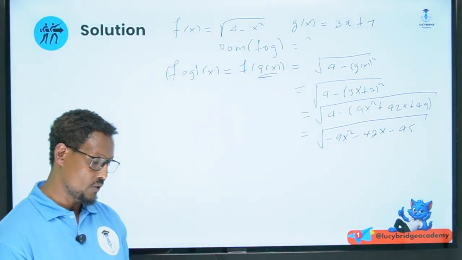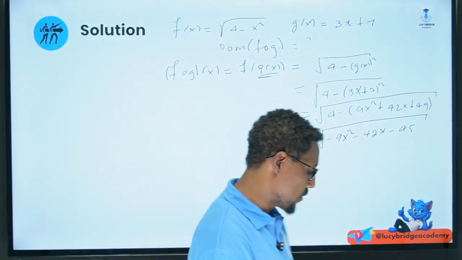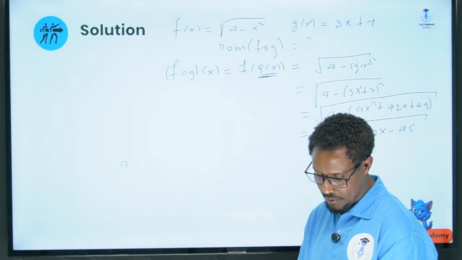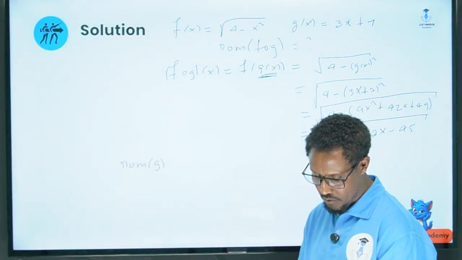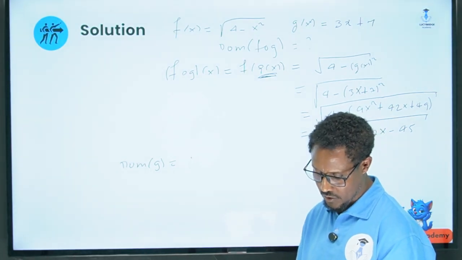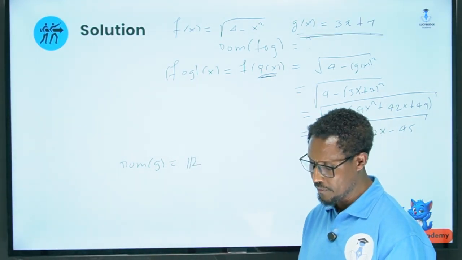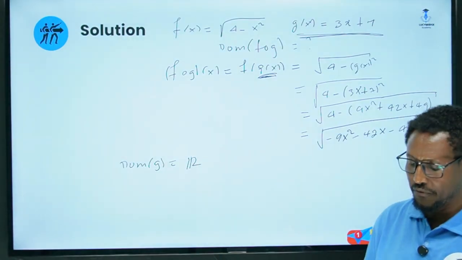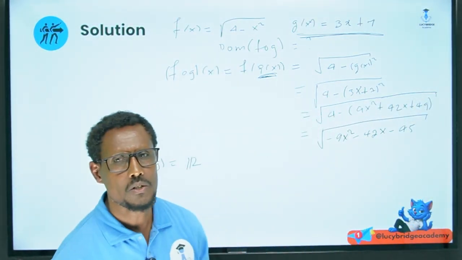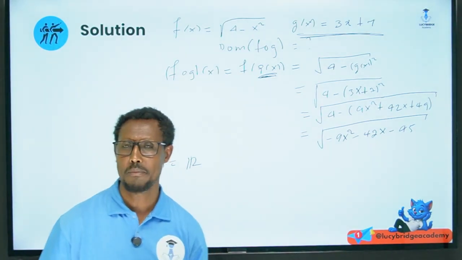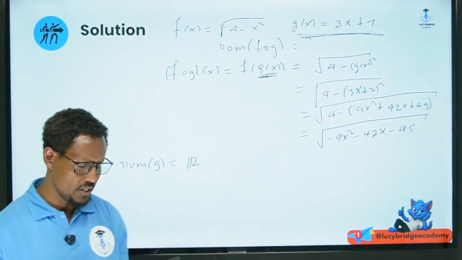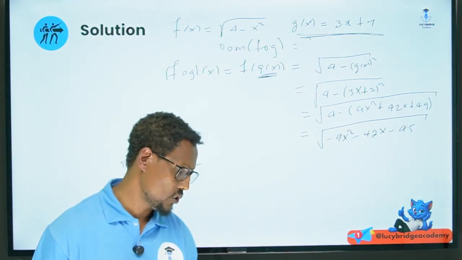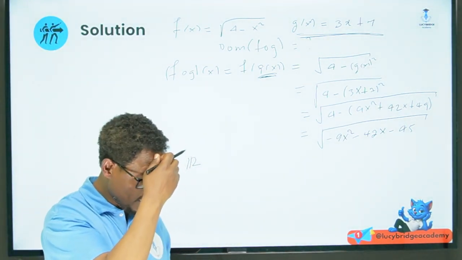Now we are going to find the domain. First I have to find the domain of what? The domain of the inner function. What is the inner function? g of x. Okay, that means first let me find the domain of g, which is the set of all real numbers, because g of x means 3x plus 7, a linear function or degree 1 polynomial function. The domain of every polynomial function is the set of all real numbers, right? This is a polynomial function of degree 1, or simply we call it a linear function. So its domain is the set of all real numbers.